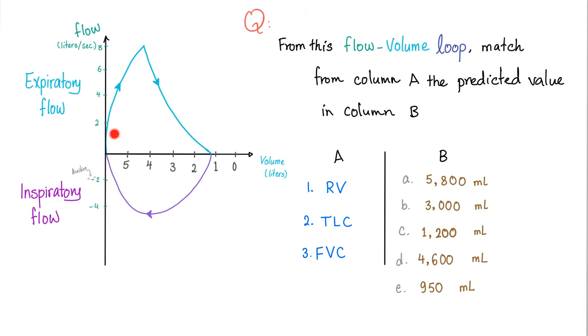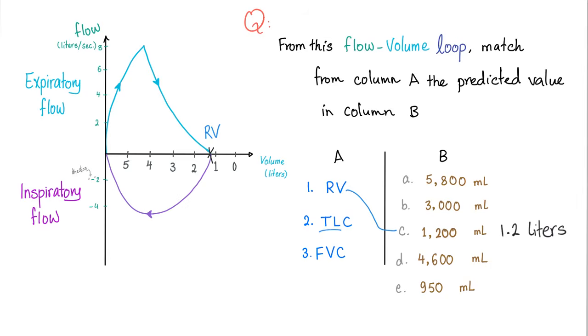The expiration curve is here. You're asking the patient to exhale maximally until the patient cannot expire anymore. Whatever is left in the lung that cannot be expired is the residual volume. So the residual volume here is about 1200.